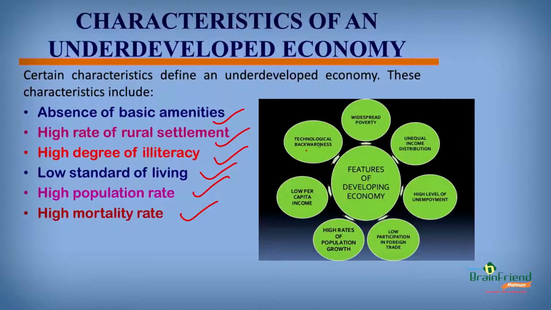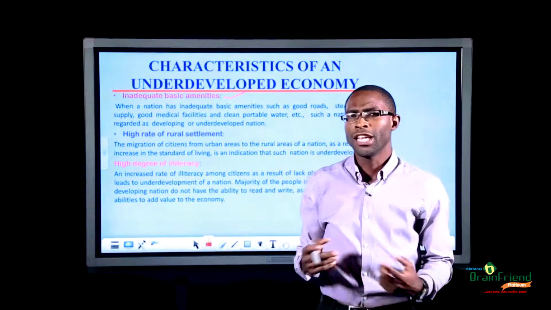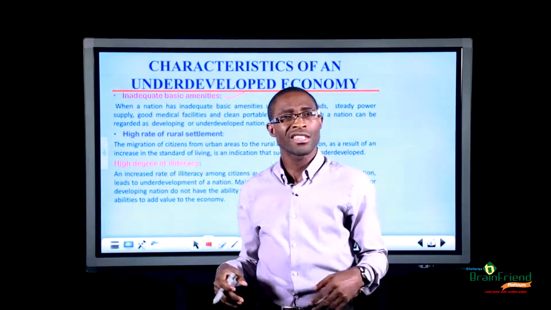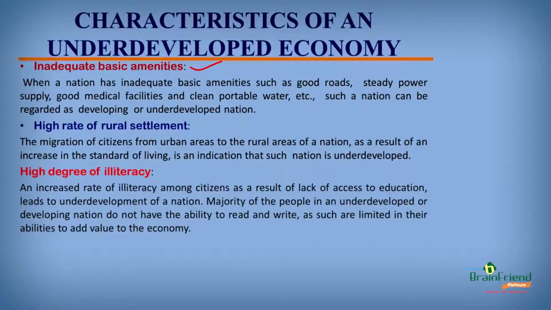So we have technological backwardness, widespread poverty, unequal distribution of income, high level of unemployment, low participation in foreign trade, high rates of population growth, and low per capita income. Let us look at the characteristics that make up an underdeveloped economy. The first of them is inadequate basic amenities. A nation that lacks good roads, hospitals, and schools can be regarded as an underdeveloped or developing economy.